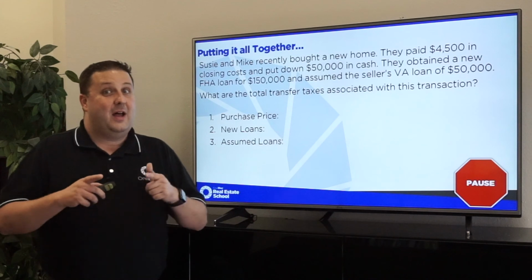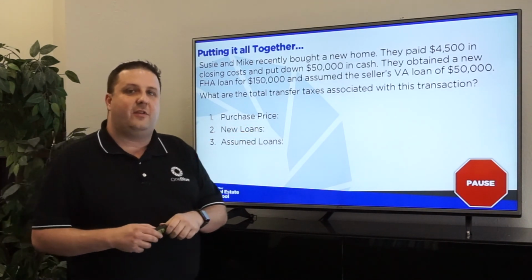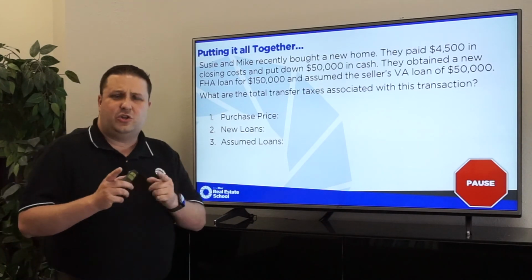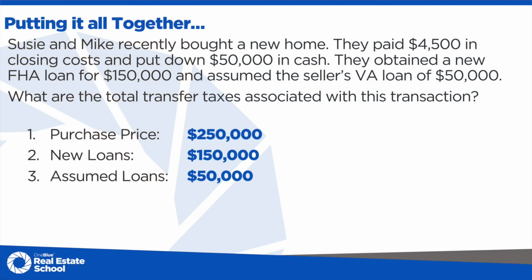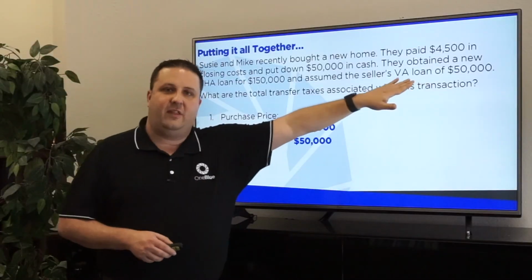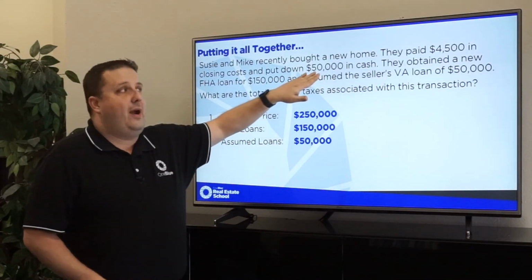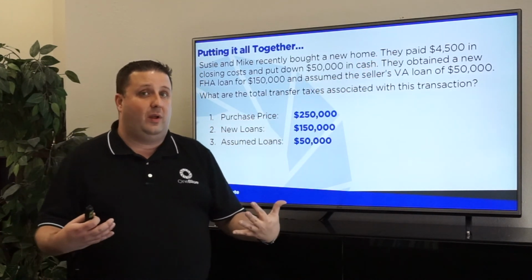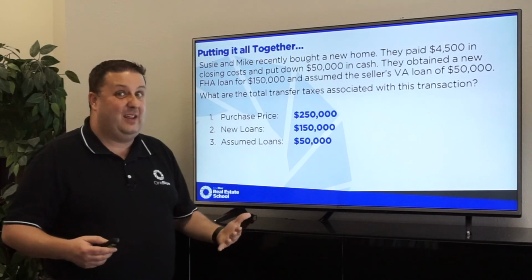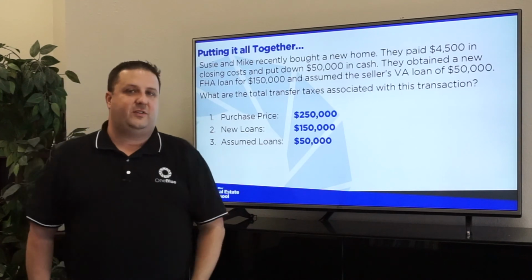Welcome back. Let's see how you did. First, let's check these numbers. What did you get for the purchase price? Did you get $200,000 or did you get $250,000? Remember, our purchase price is our financing, so the $50,000 and the $150,000 plus the cash that the buyer is putting down. The closing cost was put in there to see what you would do with it. You don't need to do anything with it. Our new loan is $150,000 and our assumed loan is $50,000.